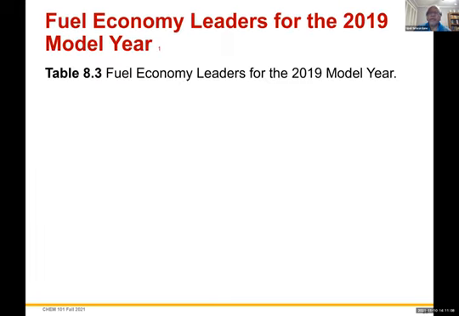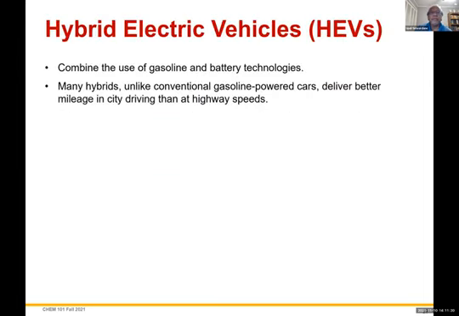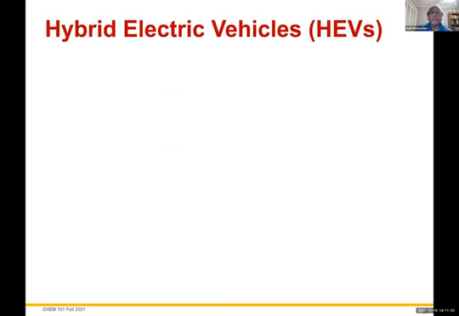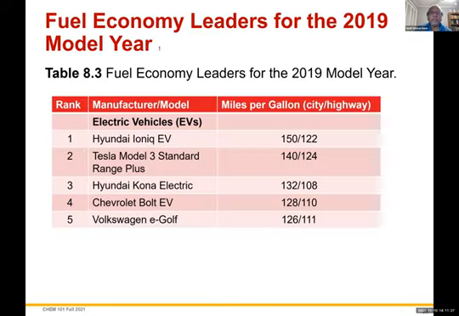Now, fuel economy, we're going to compare some of the models. These are electric cars. Did I miss something? Okay, I'm going back. Okay, we're first going to talk about electric vehicles.